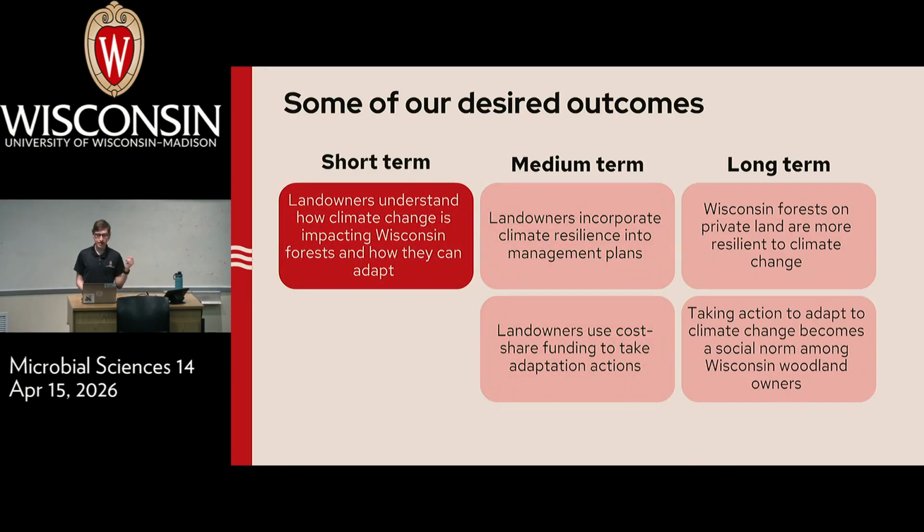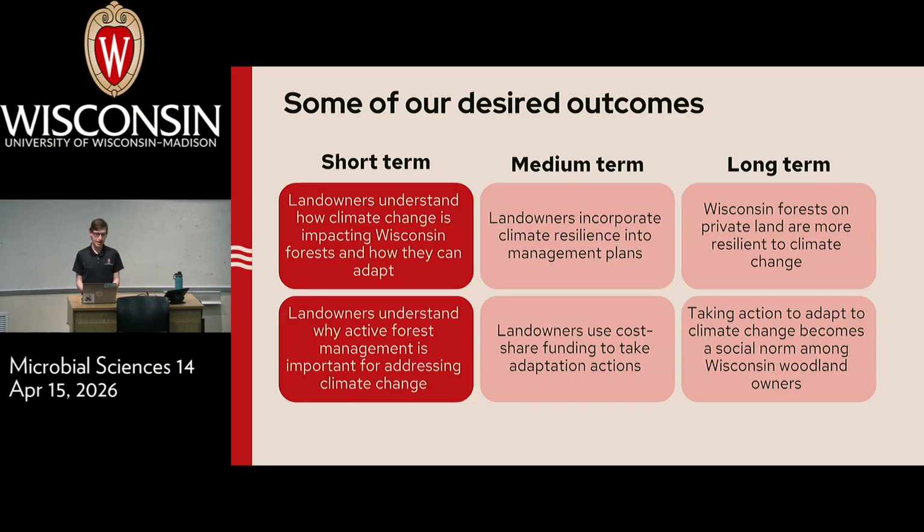Well, first, landowners need to understand how climate change is impacting Wisconsin forests and how they can adapt. And we need landowners to understand why active forest management is important for addressing climate change, why we can't just sit back and let the forest do what the forest is going to do. We need to be actively involved. So we went through a 6-month needs assessment process for this.